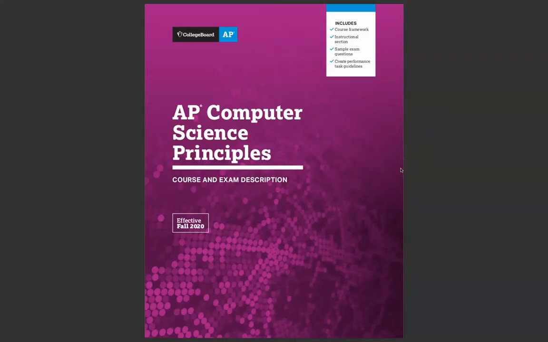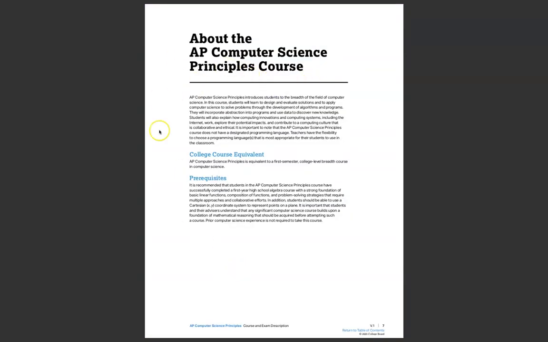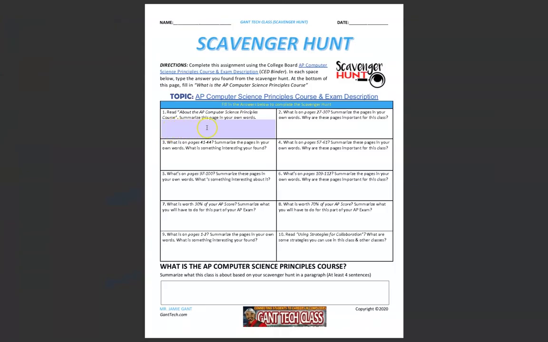Here is our AP Computer Science Principles course and exam description, or CED binder. First place I'll check is my table of contents. I'm looking for about the AP Computer Science Principles course. And I see that is right here on page 7. I'm going to read through this information. Then back here on my scavenger hunt document, I'm going to summarize that page in my own words. When I'm done with that, I'm going to move on to question number 2.